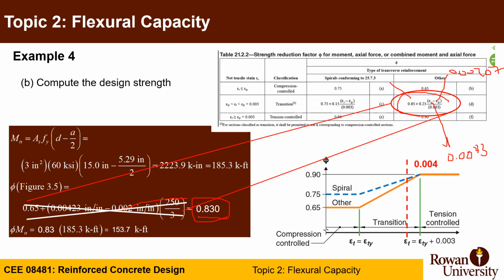Now your moment Mn is still C or T times arm. So T is As fy, because the steel is yielding, 3 times 60, and d is 15, the structural depth. a divided by 2 is 5.29 divided by 2, giving moment Mn equal to 185.3. You get a phi value of 0.83, but you are not looking for Mn, you are looking for phi Mn, or Mu, which is going to be phi times Mn. Phi is 0.83, Mn is 185.3, so you end up having a moment of 153.7 that can be resisted by this cross section.